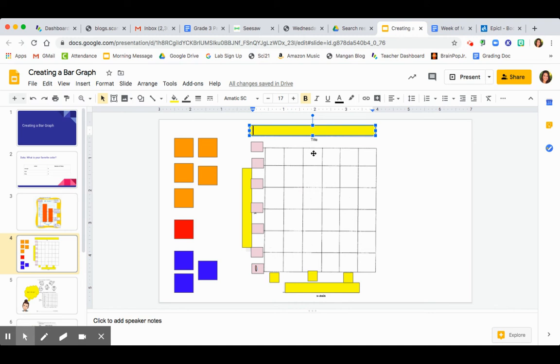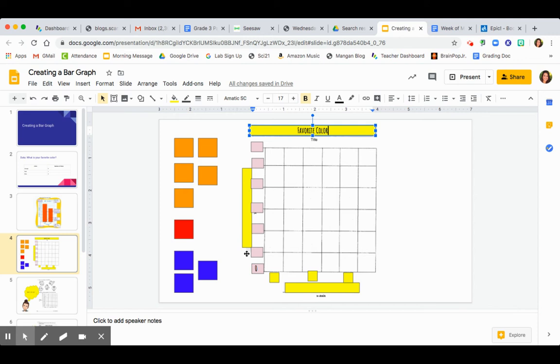Now, these were the favorite colors of the kids I asked. So maybe my title is something simple like favorite color. And that's a title. So I'm going to maybe put it in the middle, make it bold. All right, so favorite color. So my reader knows what this graph is going to be all about.